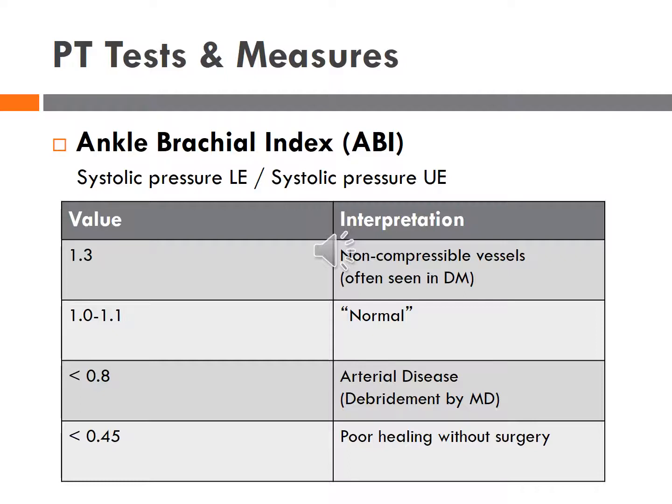1 to 1.1 is considered normal. Anything less than 0.8 is significant arterial disease and should be debrided by a physician only. Obviously then between 0.8 and 0.1 is kind of a gray area of mild arterial disease, where if it's cleared by a physician, they may allow physical therapists to do some debridement as well. And then anything less than 0.45, you're not going to have healing unless you have some kind of revascularization surgery to restore blood flow to that area.